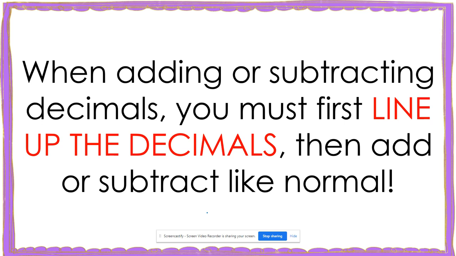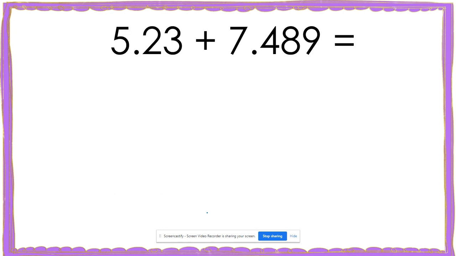When adding or subtracting decimals, the first thing you must do is line up your decimals, and then you can add or subtract like normal. So for the problem 5.23 plus 7.489, I'm going to start by writing 5.23. And then if I need to add 7.489, I know that I need to line up the decimals.